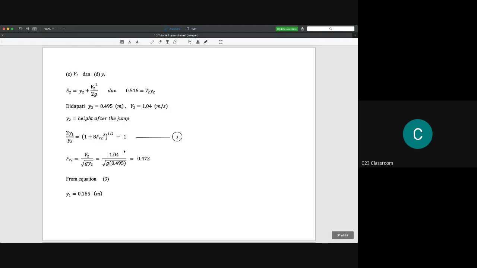So then to calculate the velocity and height before the hydraulic jump. As you know, the energy equation cannot be used right now because we have losses in the hydraulic jump.